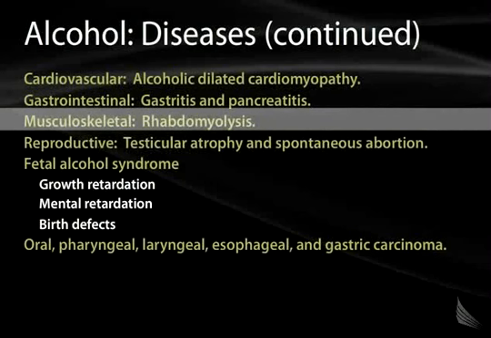There is testicular atrophy and spontaneous abortion from the abuse of alcohol. And the fetus is also affected with the development of fetal alcohol syndrome, characterized by growth retardation, mental retardation, and birth defects. Alcohol also appears to have a correlation in the development of oral, pharyngeal, laryngeal, esophageal, and gastric carcinomas. This is just one of the effects of chronic alcoholism.